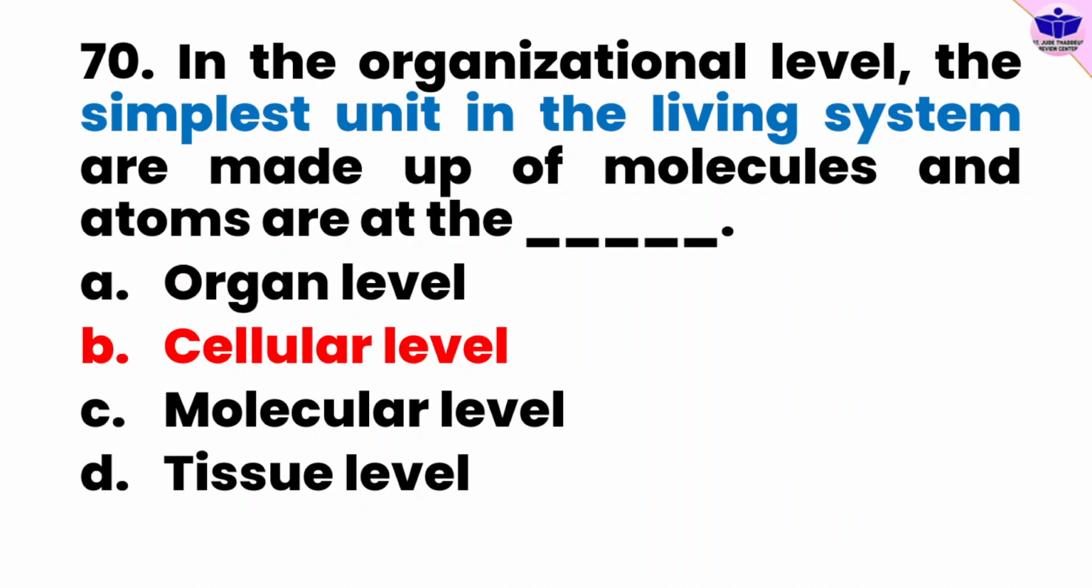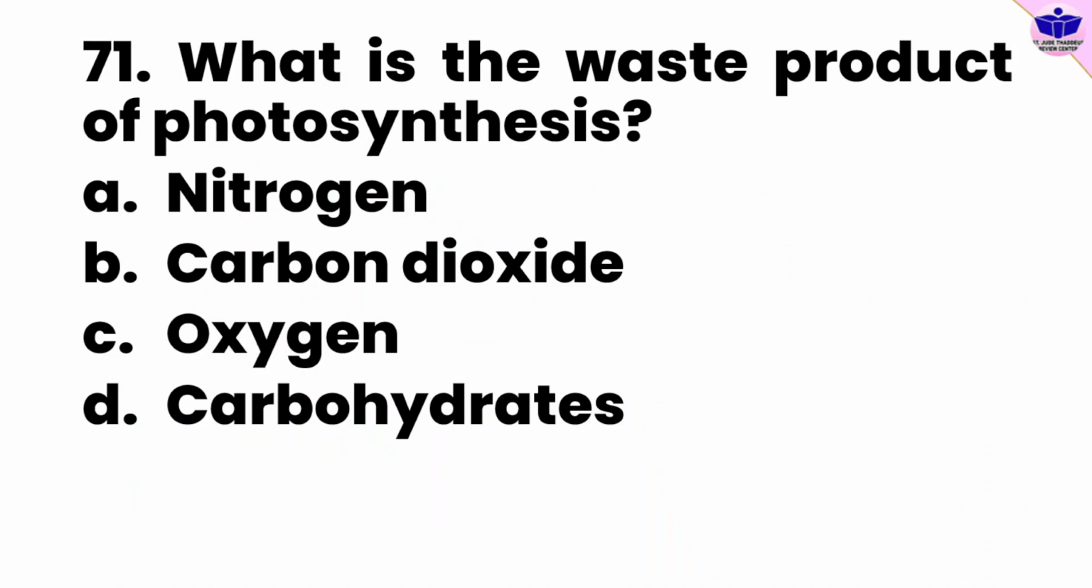Okay, number 71. What is the waste product of photosynthesis? A. Nitrogen, B. Carbon dioxide, C. Oxygen, or D. Carbohydrates. The waste product of photosynthesis is, yes, oxygen. Waste product since the plants don't need it anymore. Plants require carbon dioxide and water. Plants produce sugar, and plants produce as waste product oxygen.